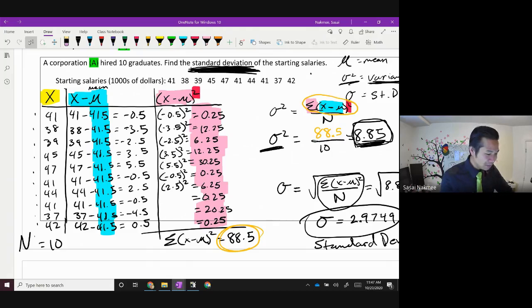Because honestly, I don't care about doing it by hand to get the answer. What I honestly care about is you understanding what the standard deviation is.